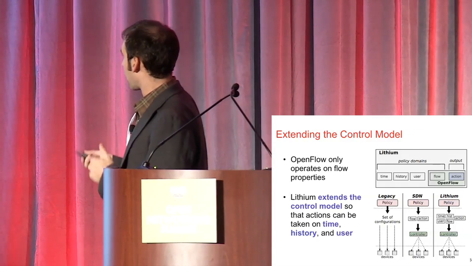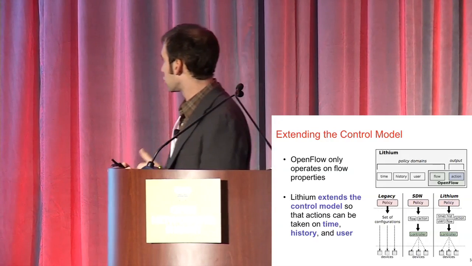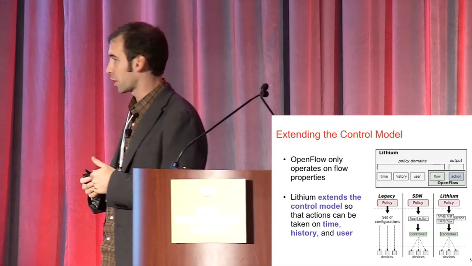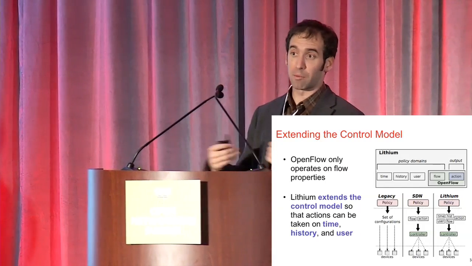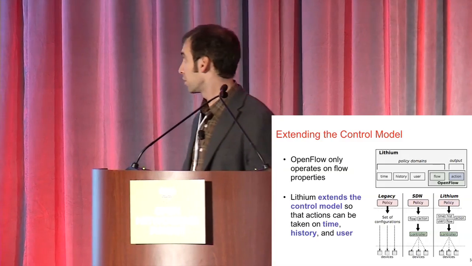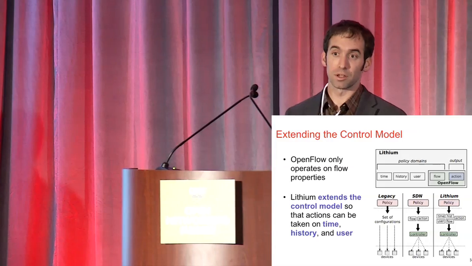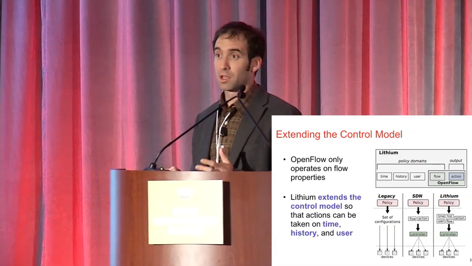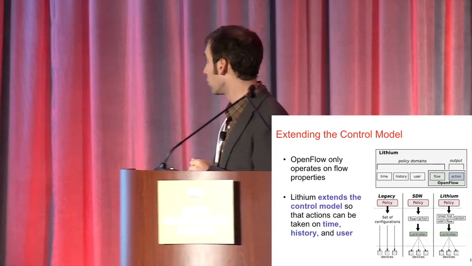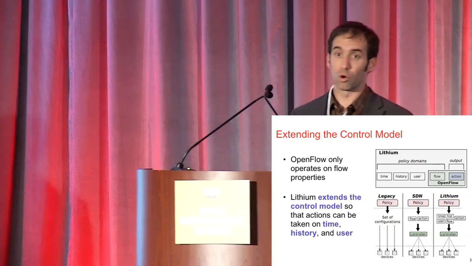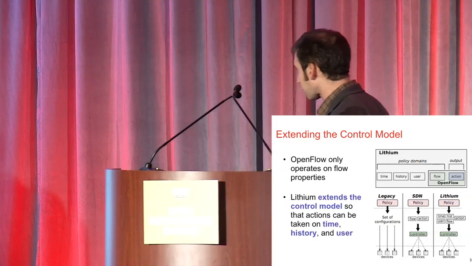What we do is extend that set of conditions so that we're not taking actions just on flows, but we're taking actions on what we call additional policy domains. In particular, we look at taking actions based on time, and that may be time of day, it may also be time of month, time of year, etc. Based on history, i.e. what's happened in the network in the past. In particular, if we looked at those previous examples, how much traffic has a user sent for a particular application over a particular time interval. And user, so who this particular user is. Is it a guest? Is it a privileged user?